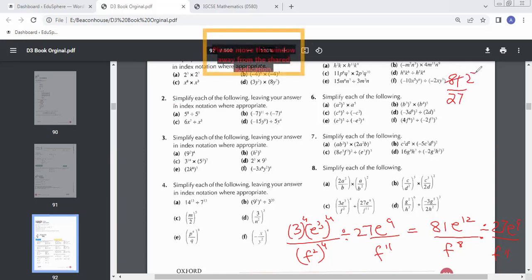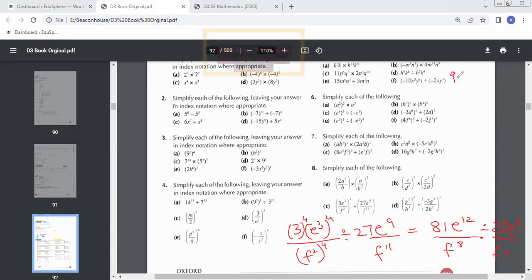3 27s are 81, 3 9s are 27, 9 1s are 9, 9 3s are 27. So when we divide this 81 by 27, we get simply 9. I'm just putting this 9 only, I'm not writing all of them. You will get 9. This would then be e^12 and e^9.